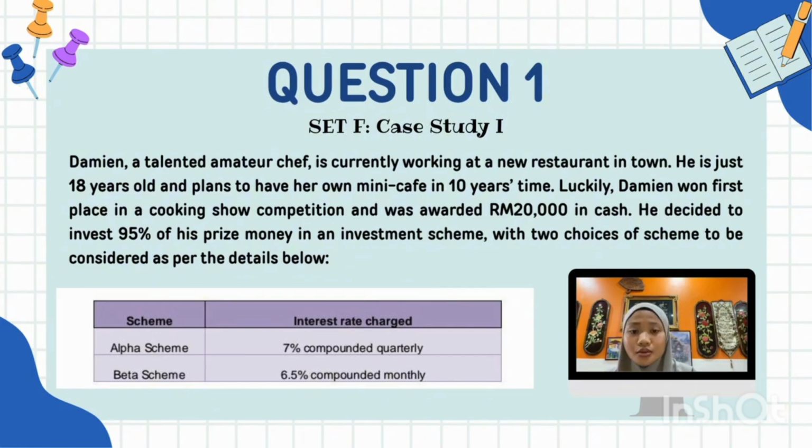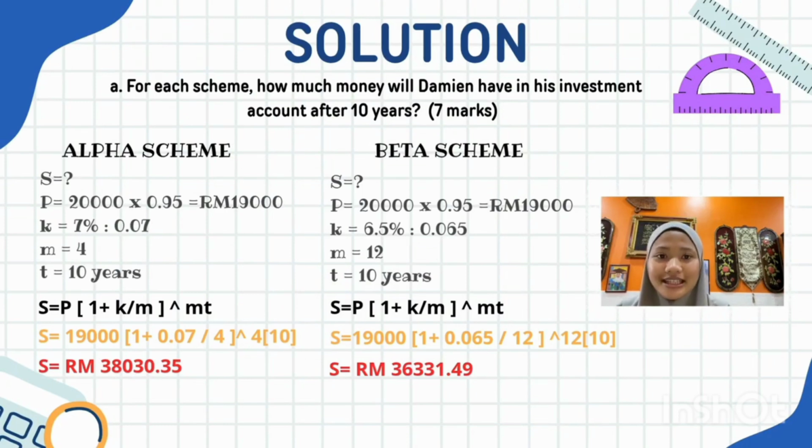There are two schemes that were given, which is Alpha scheme and Beta scheme. They have interest rate charge. For Alpha scheme, they have 7% compounded quarterly. For Beta scheme, they have 6.5% compounded monthly. Let's go to the solution. For question 1A, for each scheme, how much money will Damian have in his investment account after 10 years?